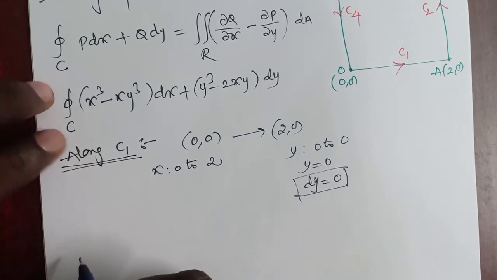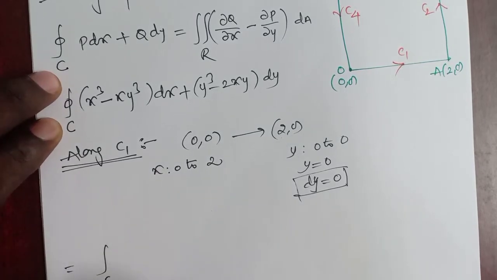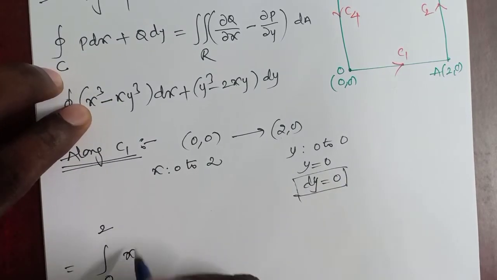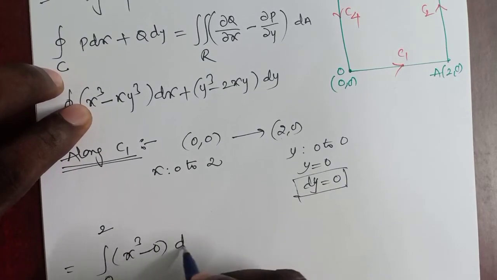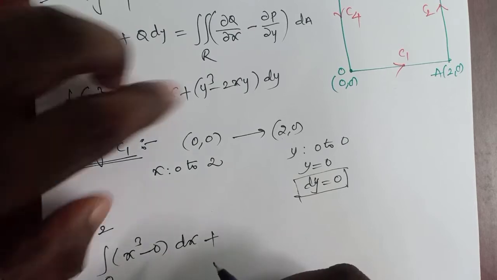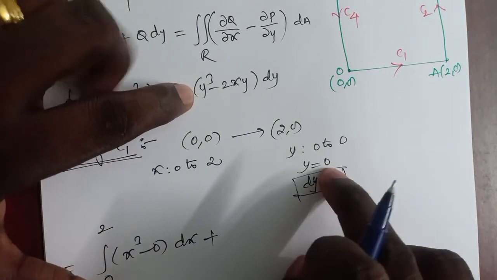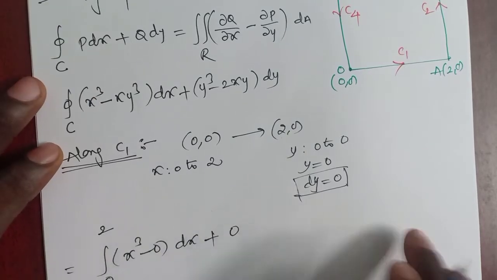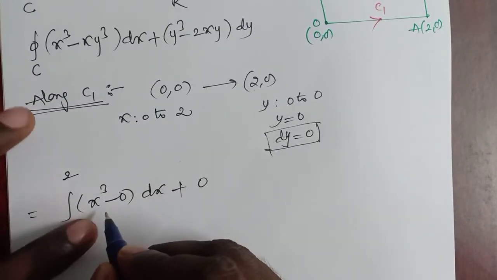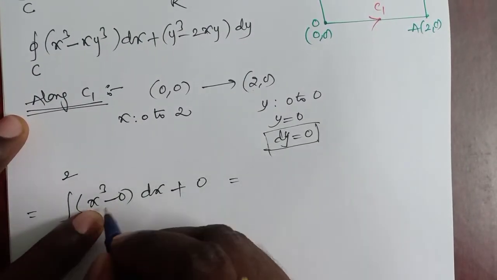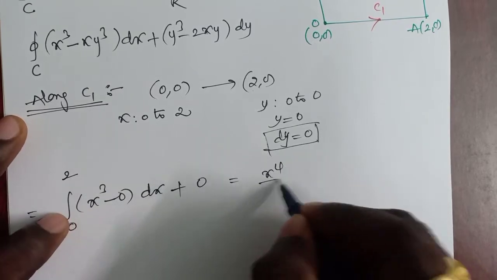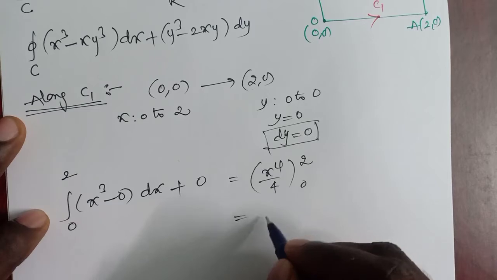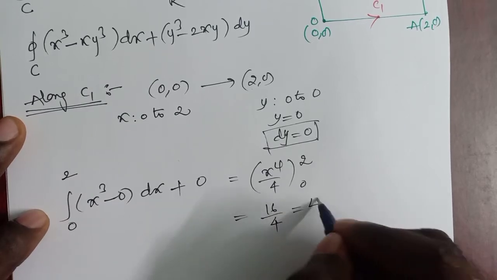Then coming to the line integral, from 0 to 2, what is y? It is 0, so x cube minus 0 into dx plus, clearly y is 0, so now substitute 0 here, 0 minus 0 into 0, which is 0. Now finally what we get? x cube, the integration of x cube is what? x power 4 by 4. The boundaries are 0 to 2. Now substitute the boundaries, 16 by 4, which is equal to 4.